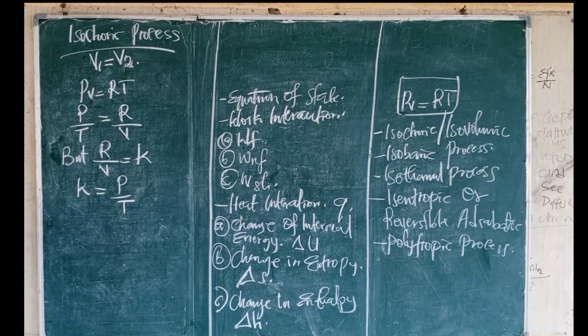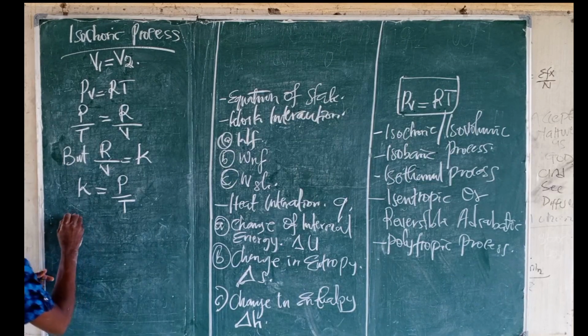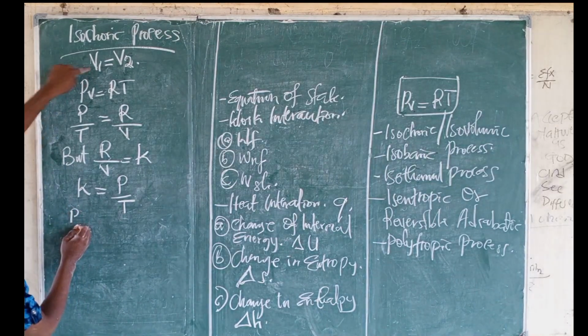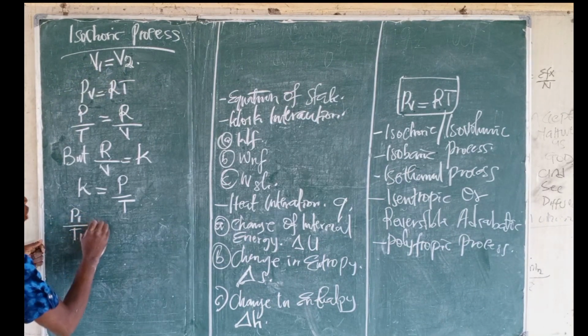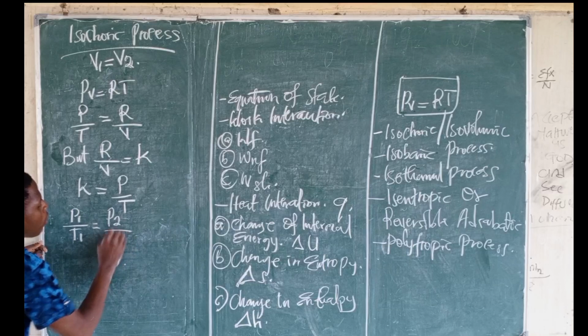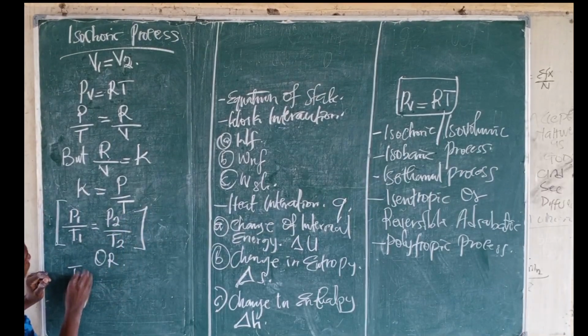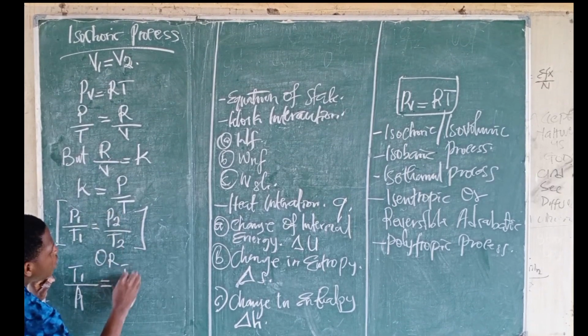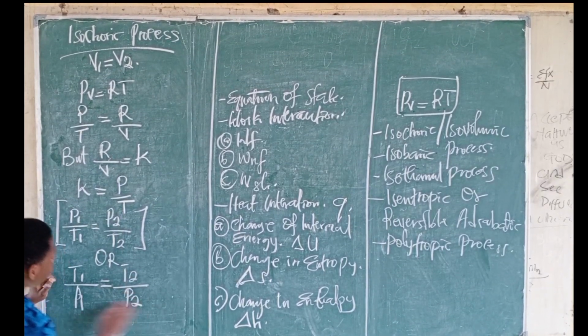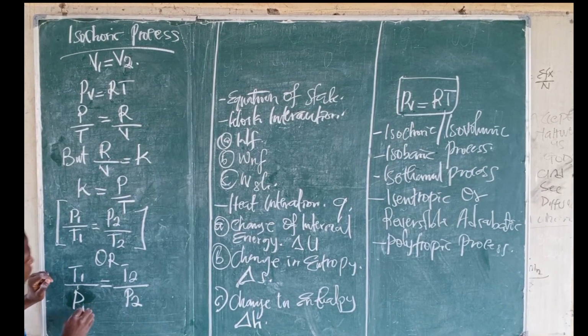Now if you have that, then for state 1 and state 2, because we are having state 1 and state 2, for state 1, P1 over T1 will be equal to P2 over T2. This is the equation of state for the isochoric process.